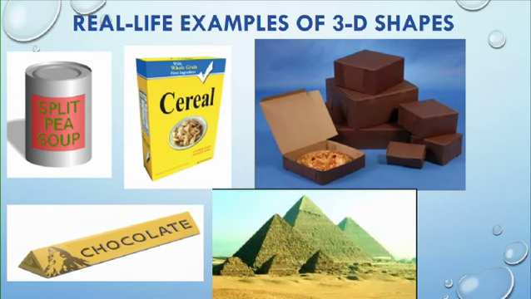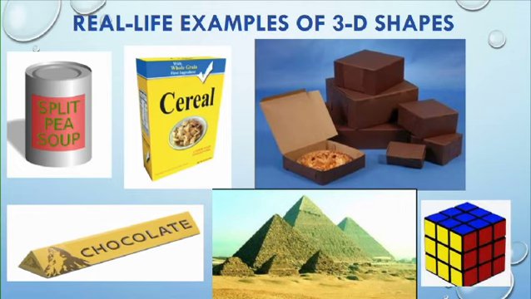Here you have the pyramids of Egypt, which are in fact pyramids. And you have a Rubik's cube, which is in the form of a cube. So these are shapes that we see in our everyday life, and which are real-life examples of what we call 3D shapes.